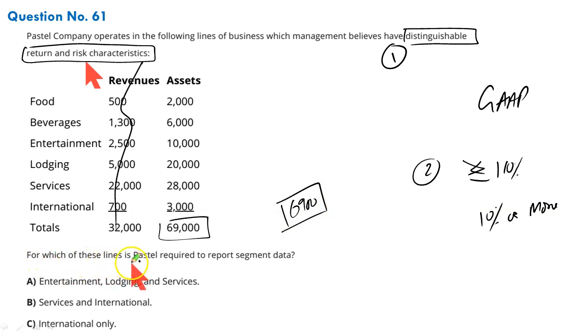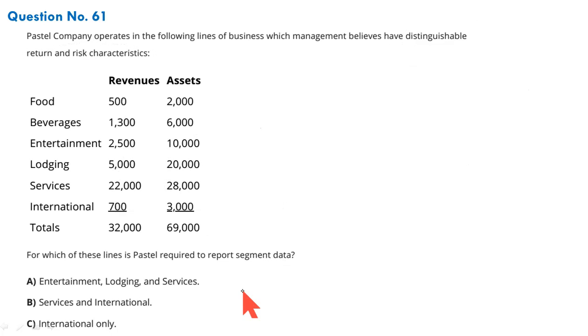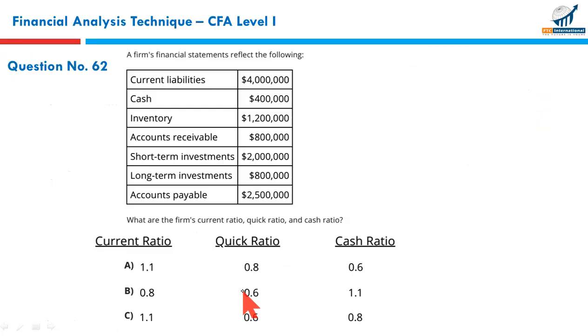So which of these lines is Pastel required to report as segment data? All of these are distinguishable with regard to return and risk, and any one of them which has more than 6,900 assets will be reported separately as a segment. So entertainment, lodging and services, all these have assets more than 10% of the total assets for the firm, so they must be reported separately as segments. That makes A the correct option. A it is. Again, repetition of similar questions, but we are still staying strong.